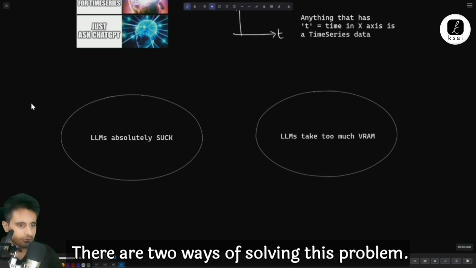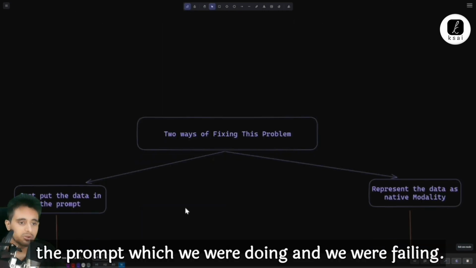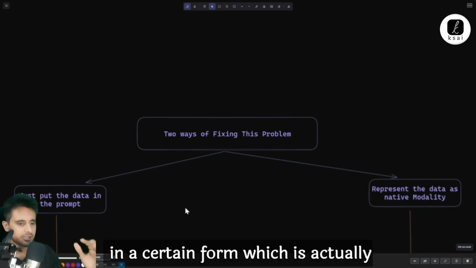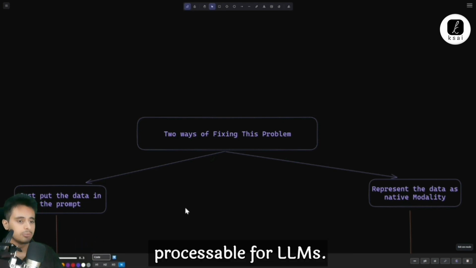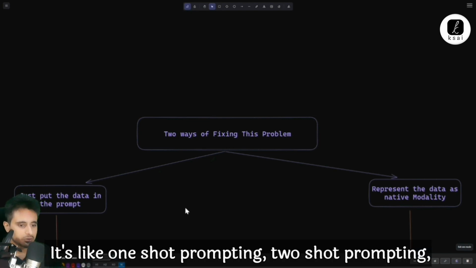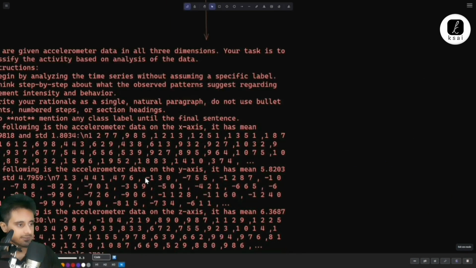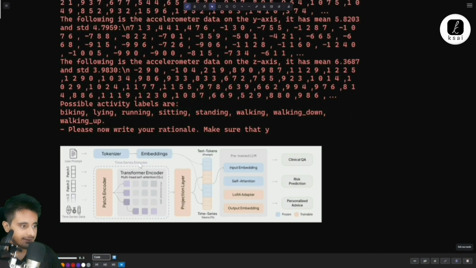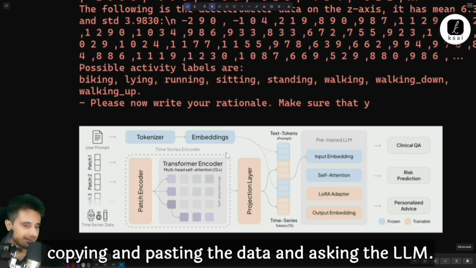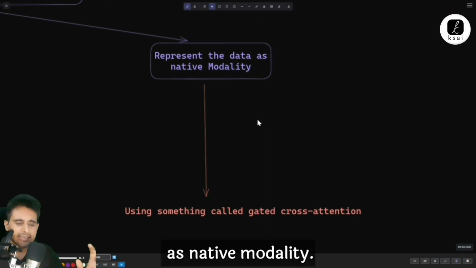There are two ways of solving this problem. One is to just put the data in the prompt, which we were doing and we were failing. But the thing is that we have to put the data in a certain form which is understandable or processable for LLMs, for which the LLMs might work well. It's like one-shot prompting, two-shot prompting, that kind of thing. So this is how we can do it in one of the cases, giving the prompt pretty well. And this is a fancy architecture, which is basically a fancy way of copying and pasting the data and asking the LLM. Another way is basically representing the data as a native modality.